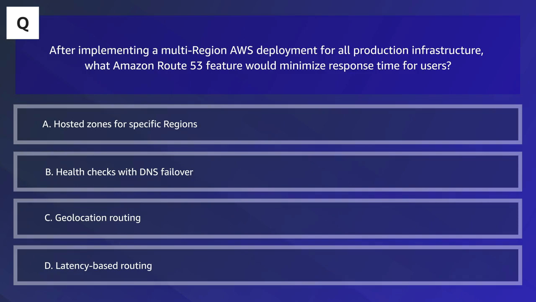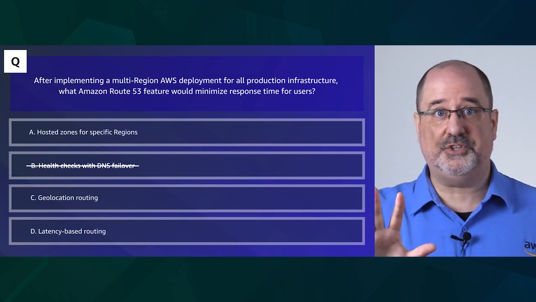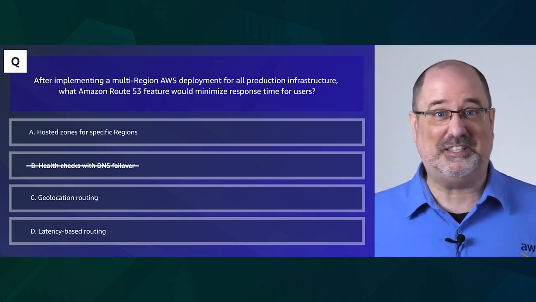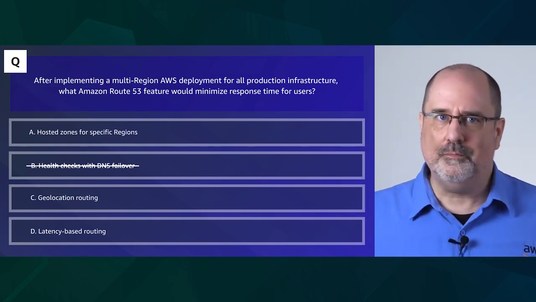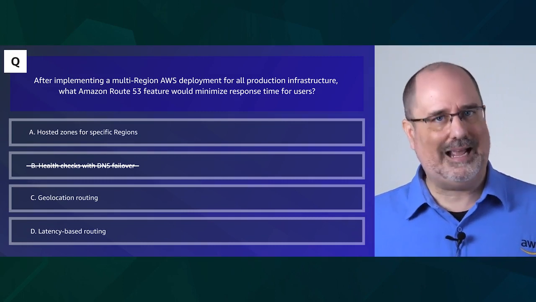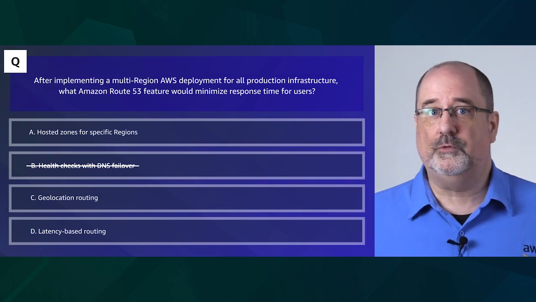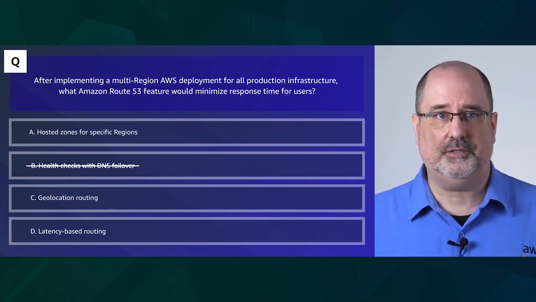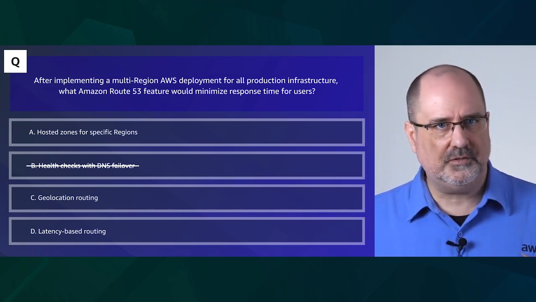Starting with response B, health checks with DNS failover. And let me begin by saying I love health checks and DNS failover. This is totally a good thing when designing resilient architectures. But the question is about normal operations, not disaster planning. That feature does not do anything to improve response times for regular ops. B is incorrect.